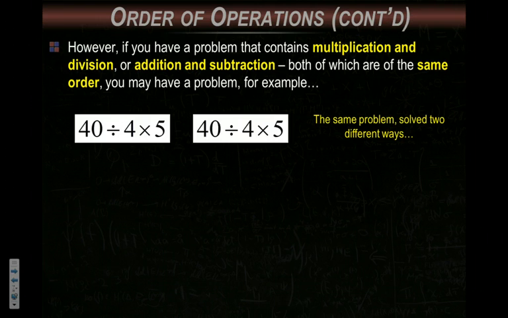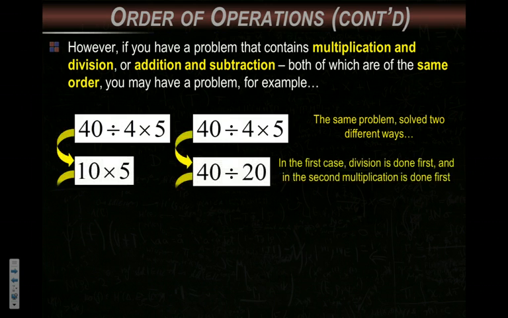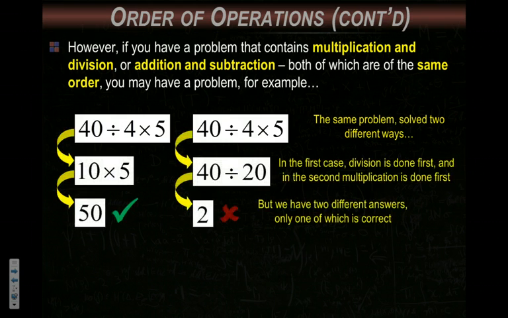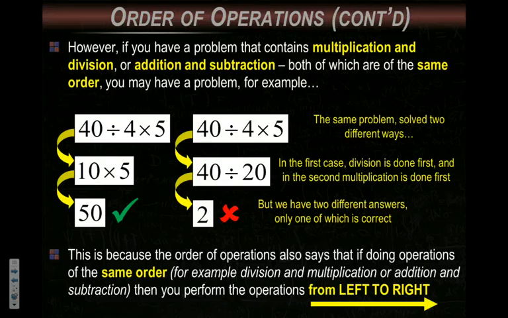Here's the same problem. Now in this problem I have both division and multiplication. So which should I do first? Should I do the division first or the multiplication first? Well, let me do it both ways. In the first way, I'm going to do the division first. 40 divided by 4 is 10. And in this one, I'm going to do the multiplication first. 4 times 5, and I'm going to get 20. And then I'm going to perform the second operation. 10 times 5 and get 50, and 40 divided by 20 and get 2.